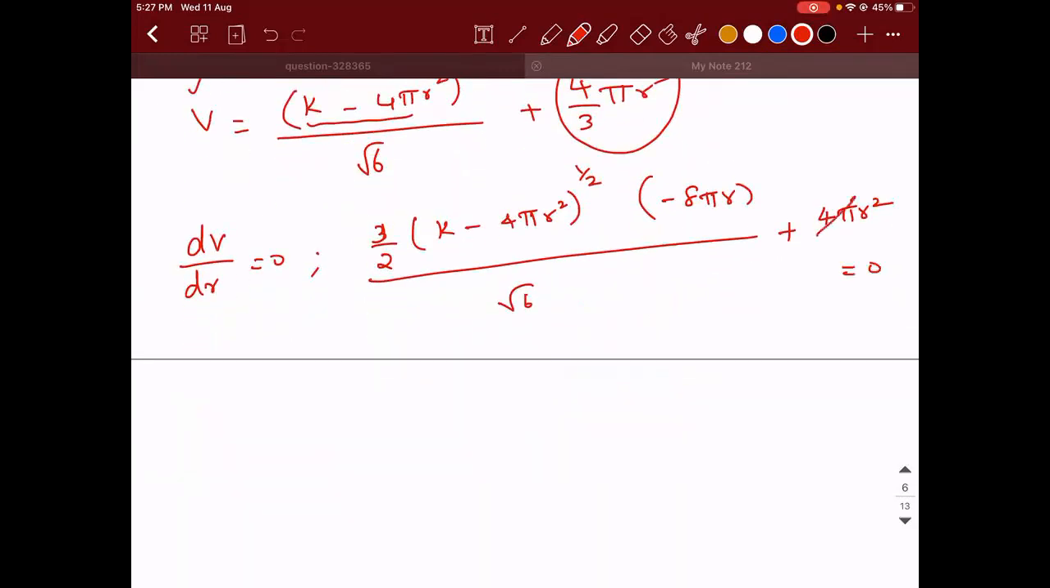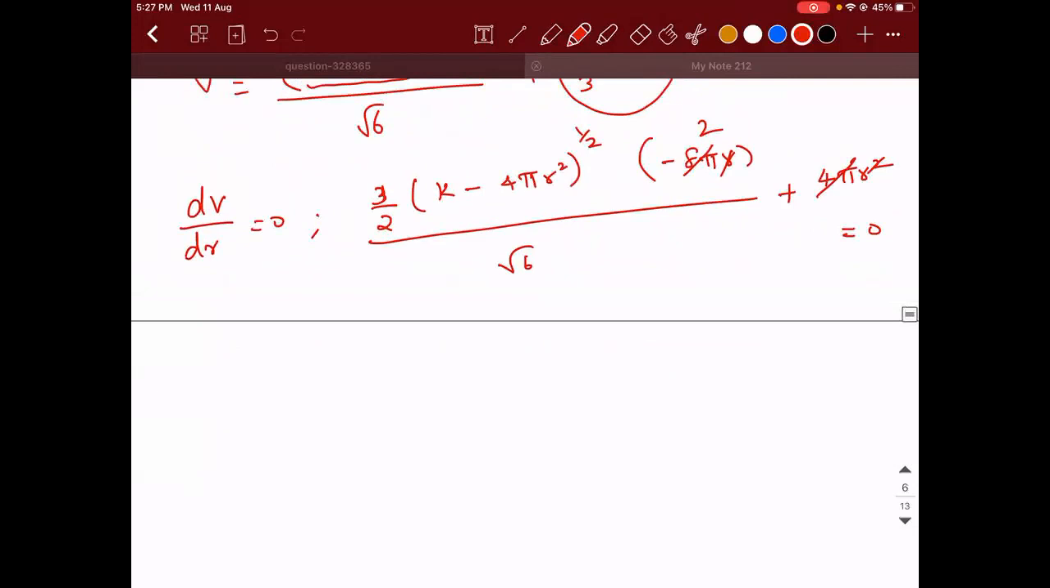Now, what will get cancelled? 4 pi, and here 2 will get cancelled. You can cancel out one r. So 2 and 2 will also get cancelled. So I can say 3 into k minus 4 pi r square, the whole power half, is equal to root 6 r.